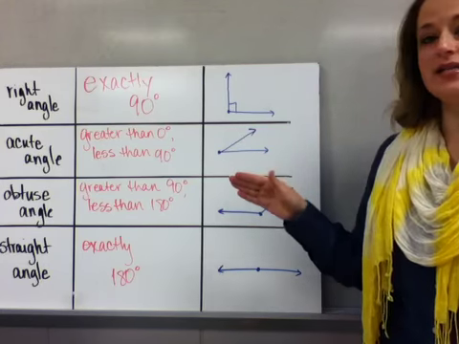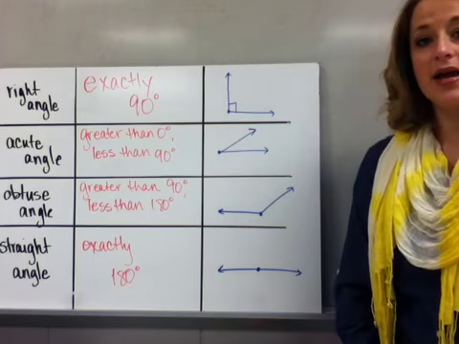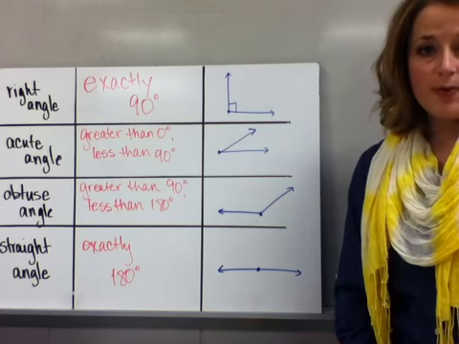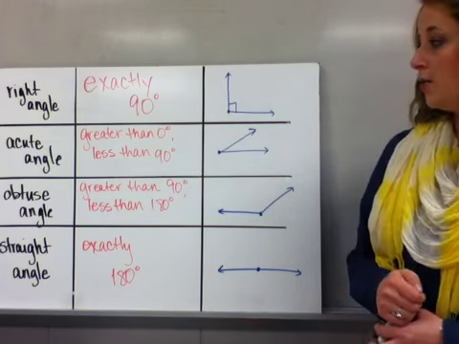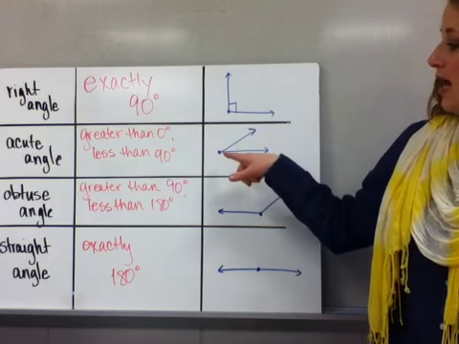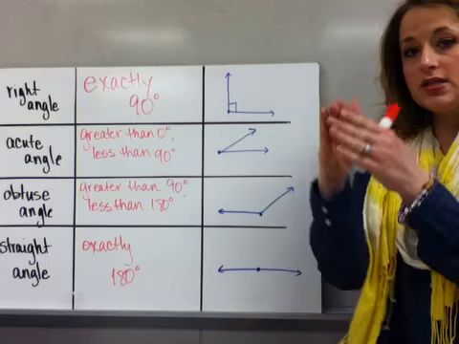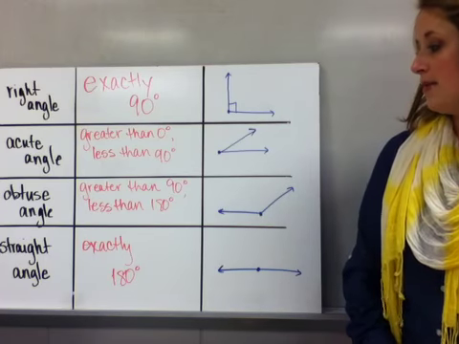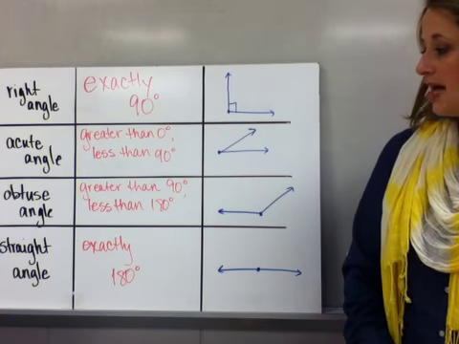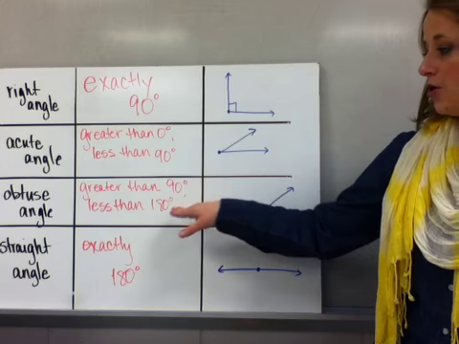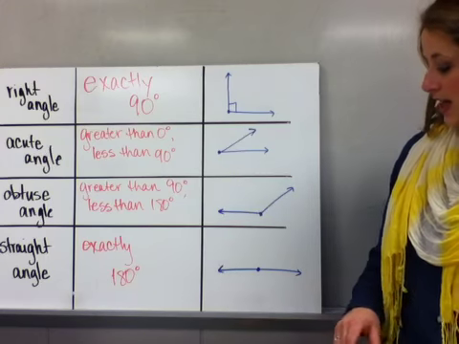A way that you can test this is you almost always have a right angle around you in the corner of your paper or the corner of a notebook or a regular textbook or something, and you can put it up against that angle and see: is it larger or is it smaller than that corner of that piece of paper? An obtuse angle is greater than 90 degrees but less than 180.